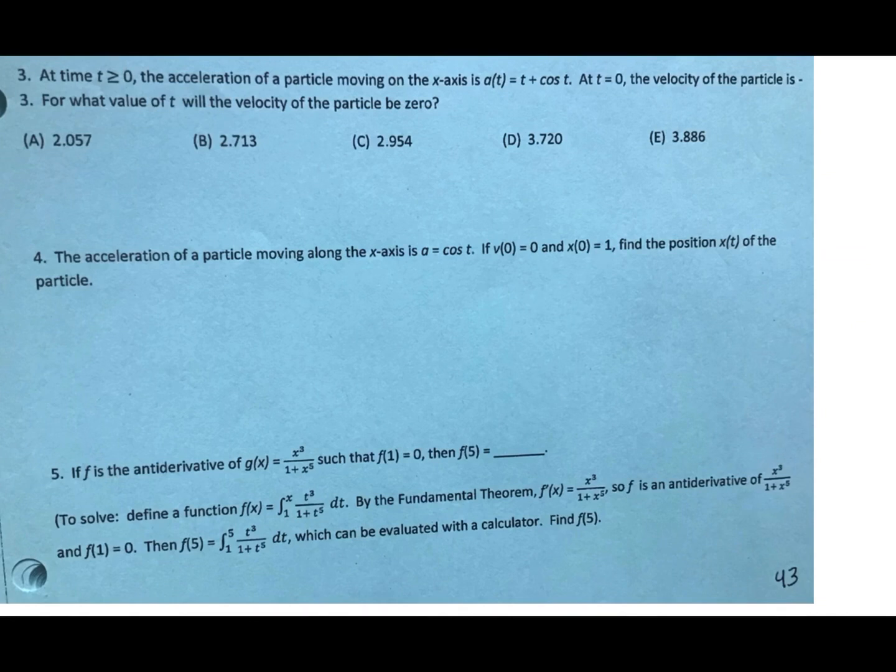This one, I know people thought it was kind of hard to read here, but the velocity of the particle is negative 3 when t is 0. So v of 0 is negative 3 needed to be known on this one.